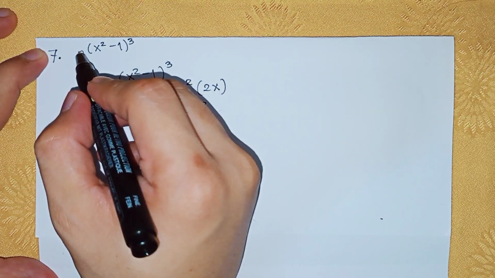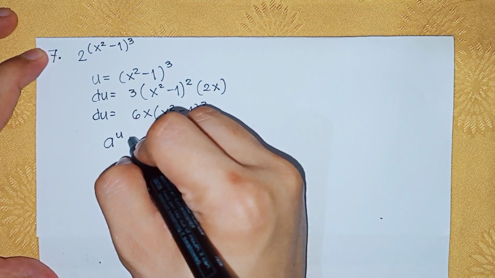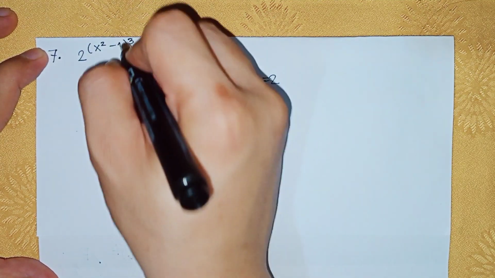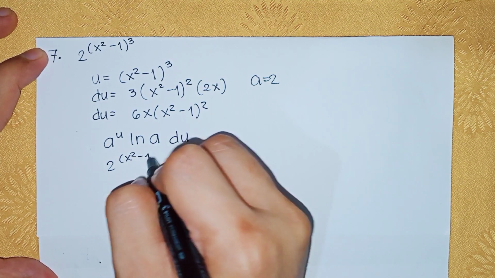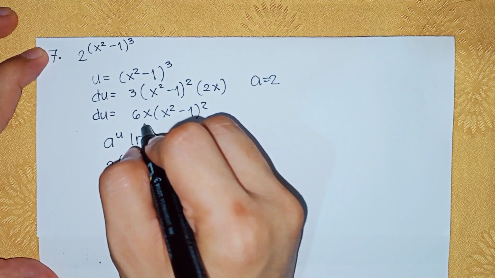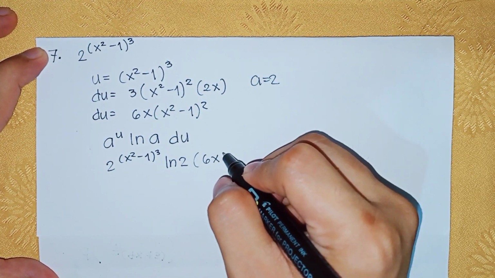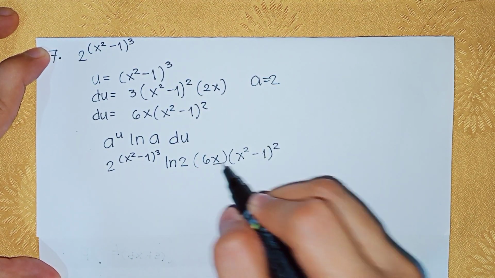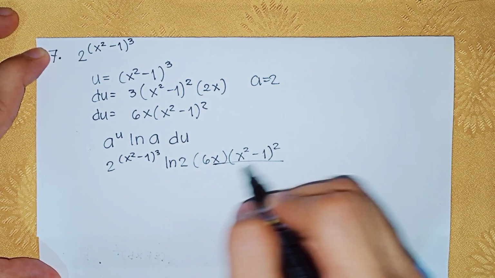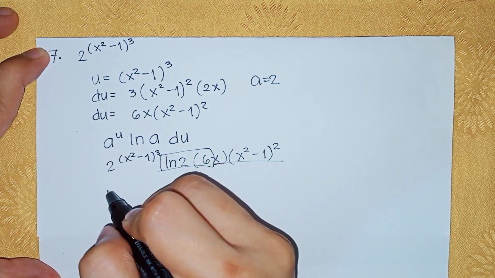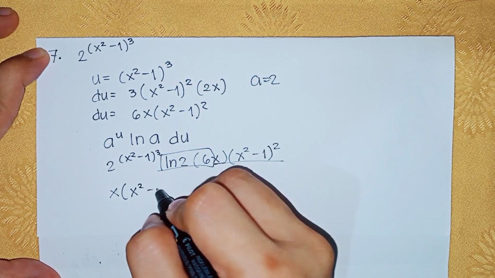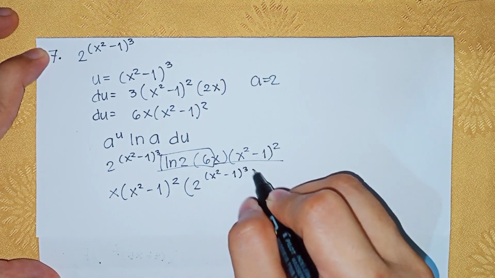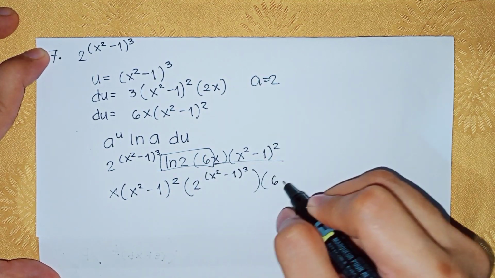Okay? So, ano yung derivative ng constant raised sa function? So, ang derivative niyan ay a raised to u ln a du. So, ang a natin dyan yung 2. So, 2 raised to (x squared minus 1) cube ln 2 times yung du natin, which is itong 6x times (x squared minus 1) squared. Okay? So, itong x times (x squared minus 1) raised to 2, lalagay natin sa unahan. Ito, ititira natin dito sa gilid. So, magiging x times (x squared minus 1) squared times 2 raised to (x squared minus 1) cube. Itong ln 2 times 6, di ba ayan ay 6 times ln 2.